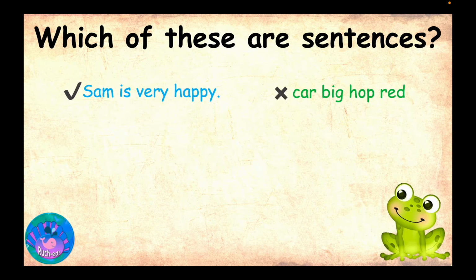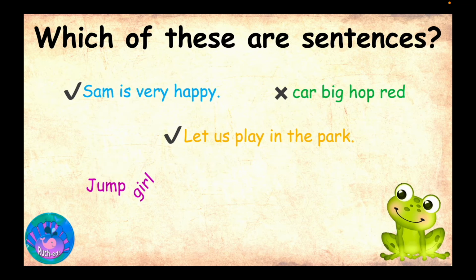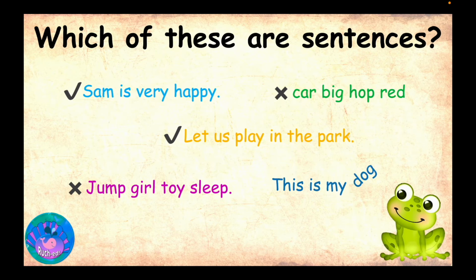So I guess that's not a sentence. Absolutely right. Now how about this one? Let us play in the park. Yep, it makes total sense. So it's a sentence. Jump, girl, toy, sleep. What is that? No, it makes no sense. Hence, it's not a sentence. This is my dog. Yep, that's a sentence again. Now you know what is a sentence.